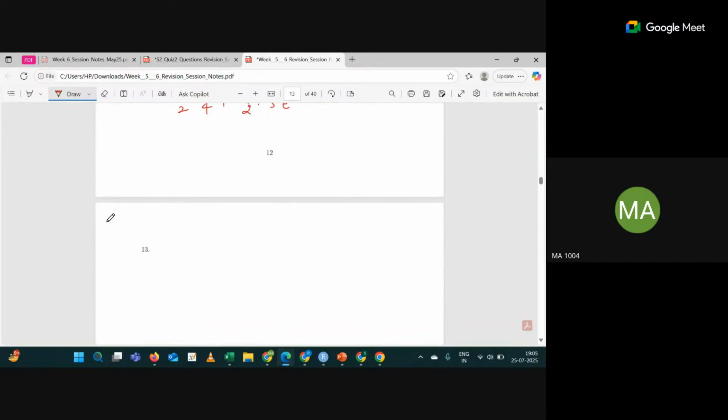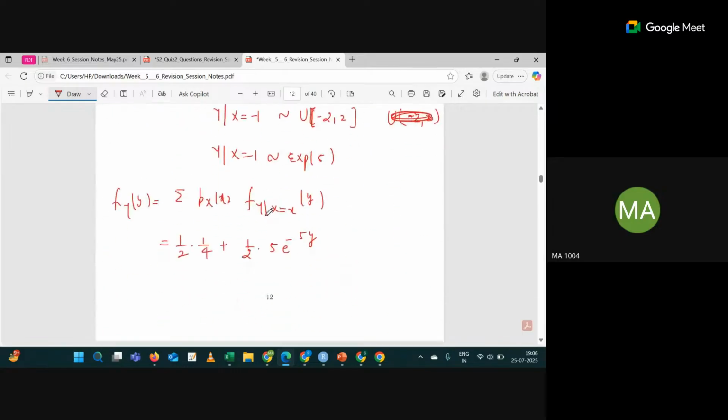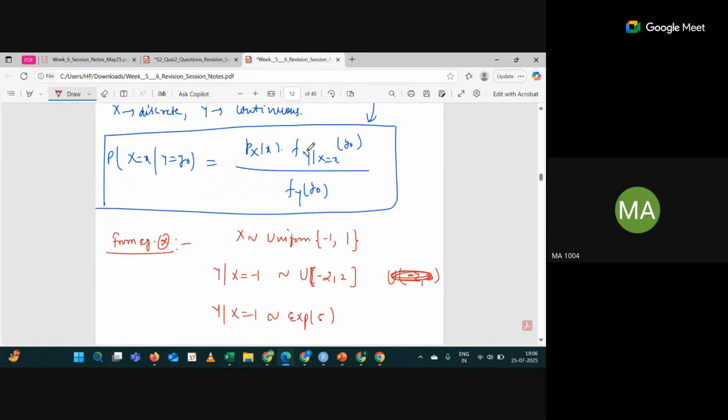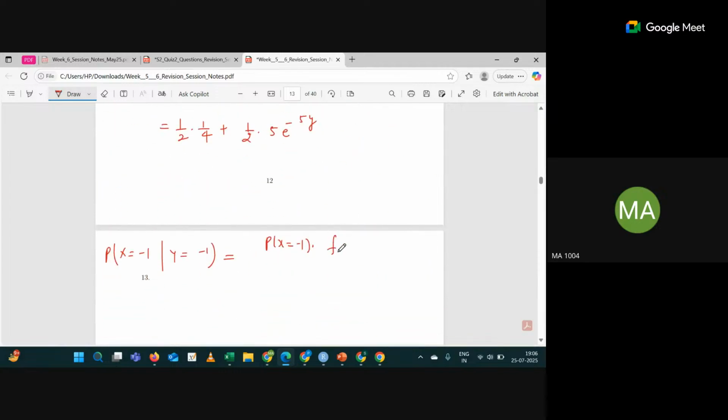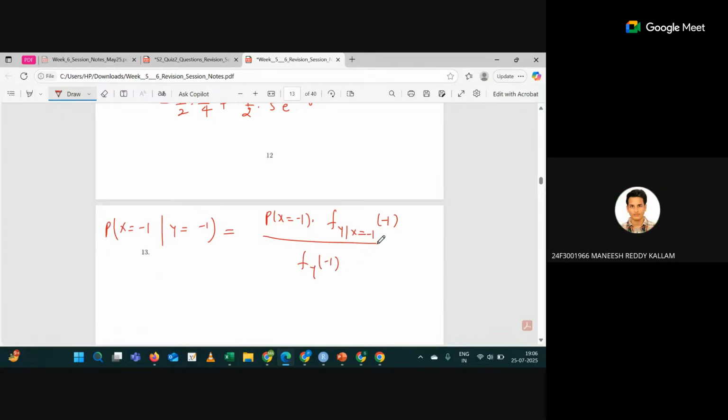Now let's change the situation. Suppose I'm saying you have to calculate the probability that X is -1 given that Y equal to -1. Okay, what will be the formula? By using this, it will be the probability that X equal to -1, yes or no? And this will be F Y given X equal to -1 at -1, yes or no? And divide by F Y at -1. Are you able to relate with the formula?